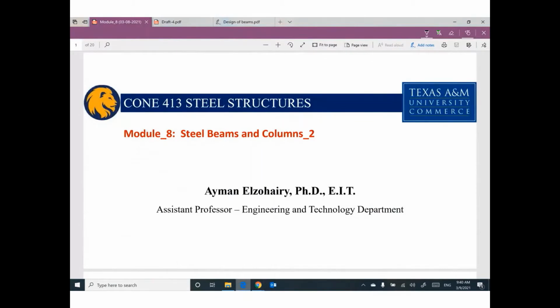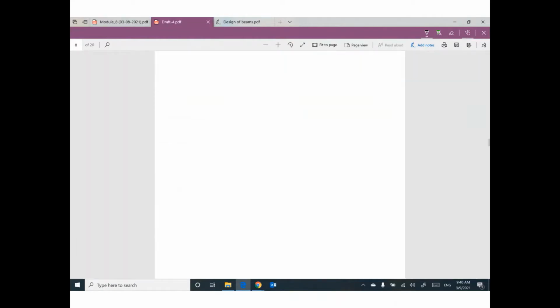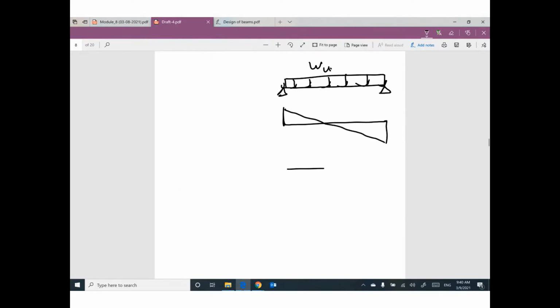So today I will start the design of beams and columns. Let's start first with beams. Just to remind you what we learned previously, we can get the applied load on a beam, W ultimate, and we can figure out the shear force diagram and the bending moment diagram for this beam. So we can figure out V ultimate and M ultimate from loading.